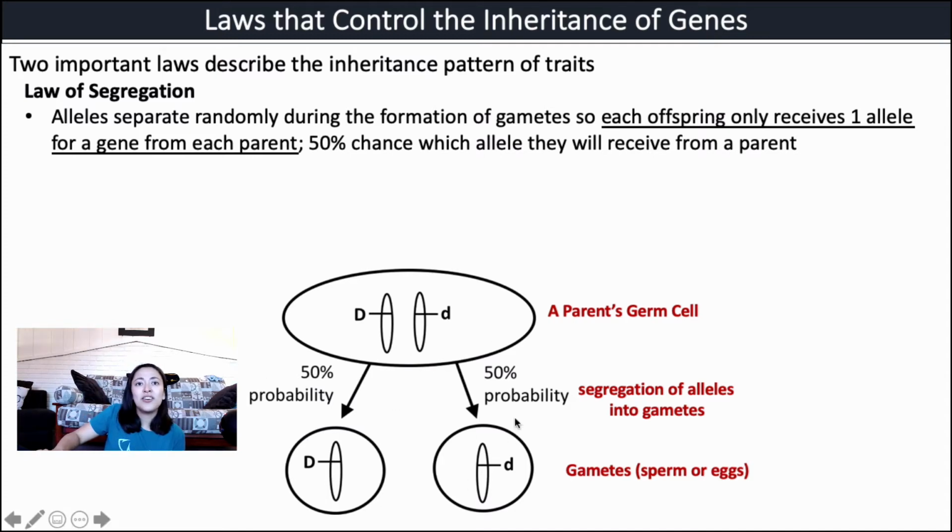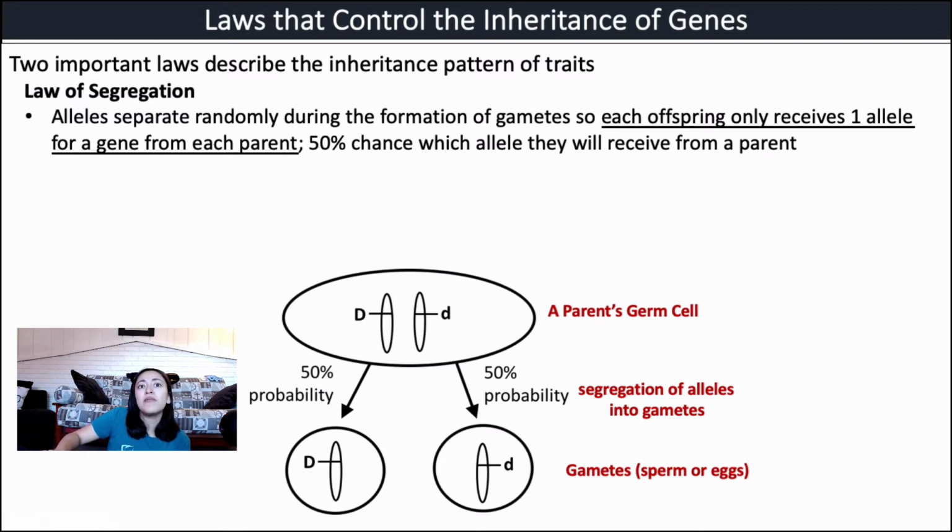Let's look at the image down here to illustrate the law of segregation. Here on the top, we have a parent germ cell. Remember, a germ cell is a diploid cell that divides to create either the sperm or the eggs. In other words, germ cells make gametes. Germ cells will always have 2 copies of a gene, and whenever this cell divides to make gametes, those copies of the genes will separate randomly into the gametes.